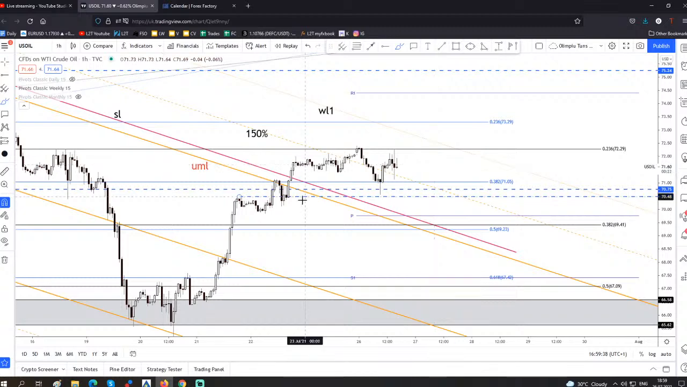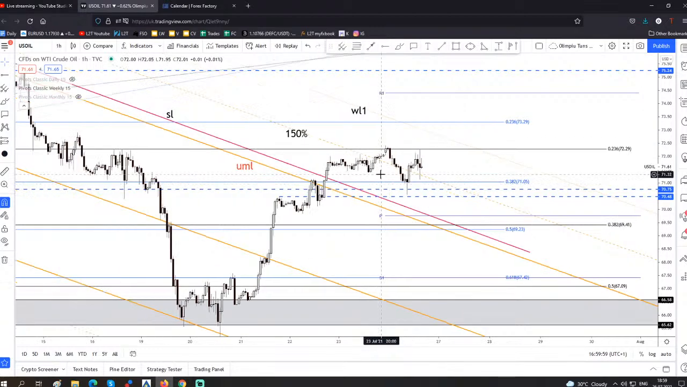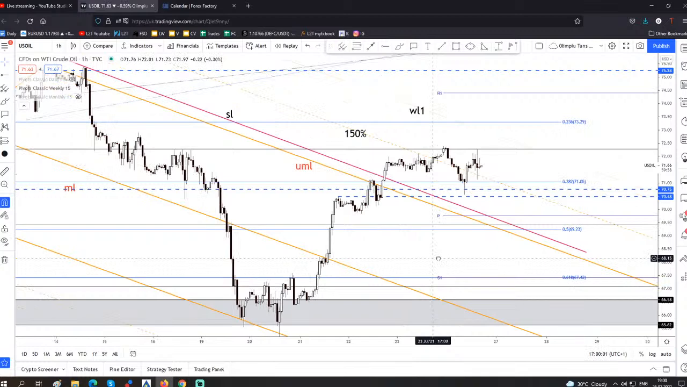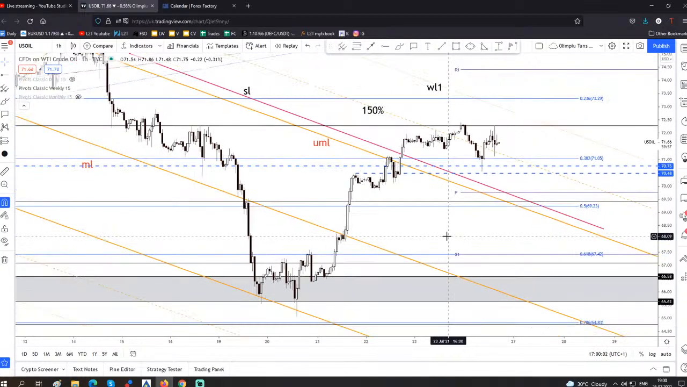Guys, it could maybe come back to test, retest the broken 150% Fibonacci line before jumping higher. But personally I believe that something like a valid breakout here above 23.6, above the warning line, could really signal a potential strong growth here in US oil, right? We'll have to wait here for something, or maybe for the price to end this sideways movement range here in the short term.